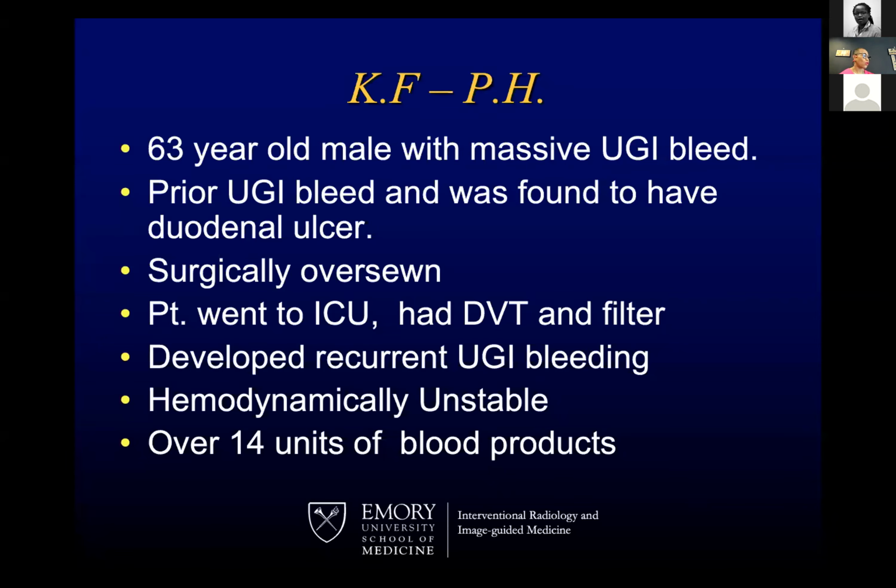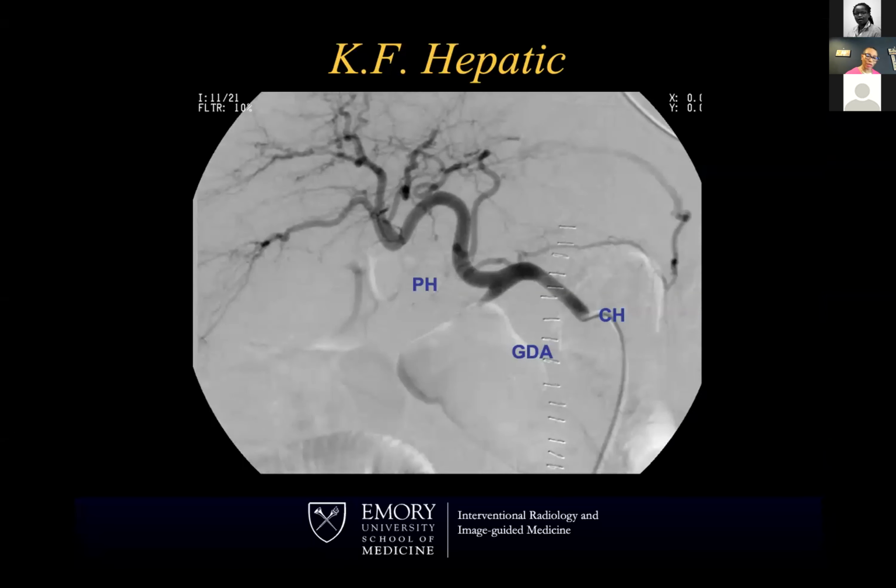Now, do you know what a filter is? It's like an umbrella that strains the blood to catch all the blood clots from the DVT before they could get to the heart or lungs. But while the patient was in the ICU, they developed another upper GI bleed. The patient became hemodynamically unstable, got a lot of units of blood and blood products, so came to angiography. You can see a few things from the pictures here.